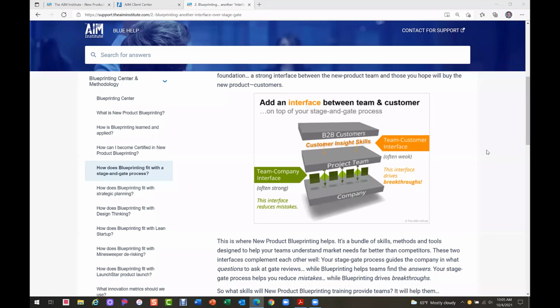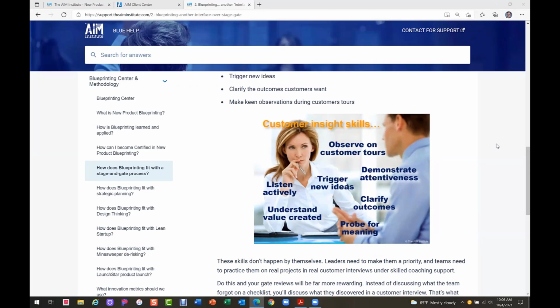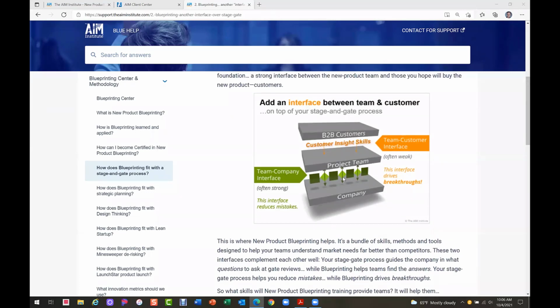So what we say is, let's add another interface on top of this between the team and the customers. Let's call that customer insight skills. These would be some examples here that you see. And this is frankly where blueprinting comes in. So blueprinting, think of it as the interface on top of the interface that we call StageGate.